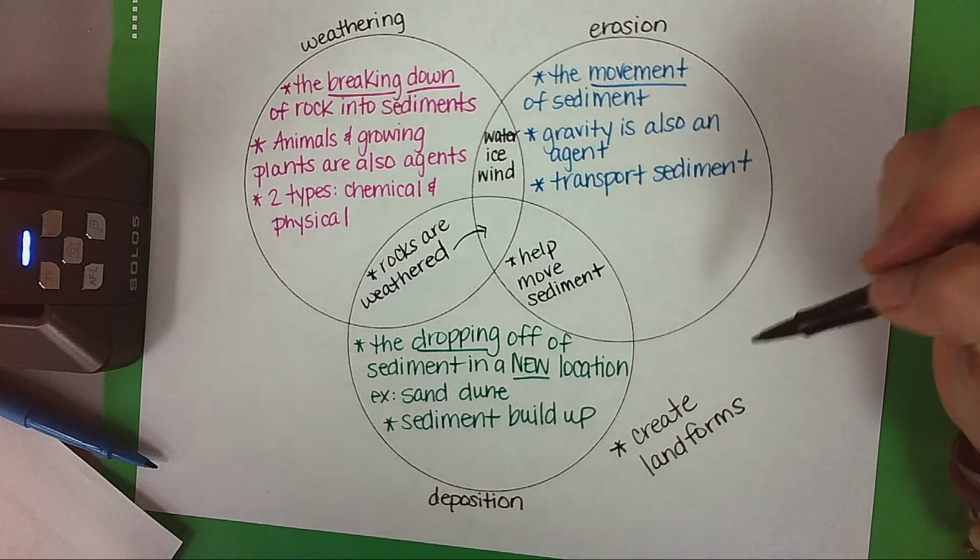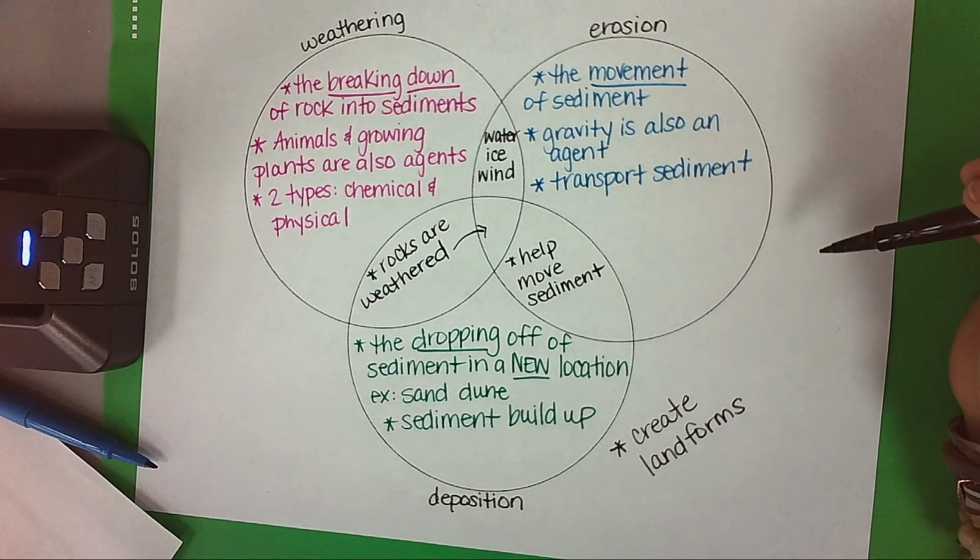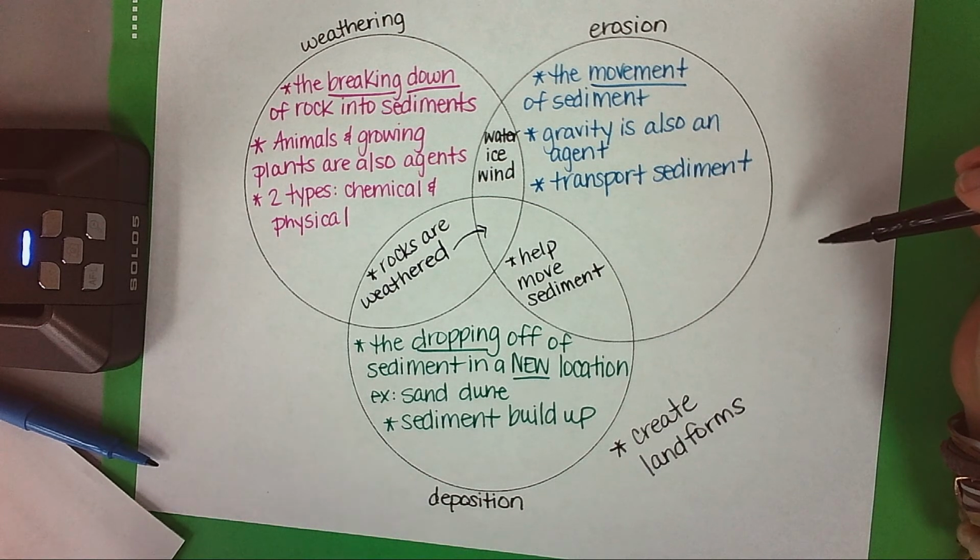So here is your weathering, erosion, and deposition Venn diagram, and this would go in your notebook as number 12.